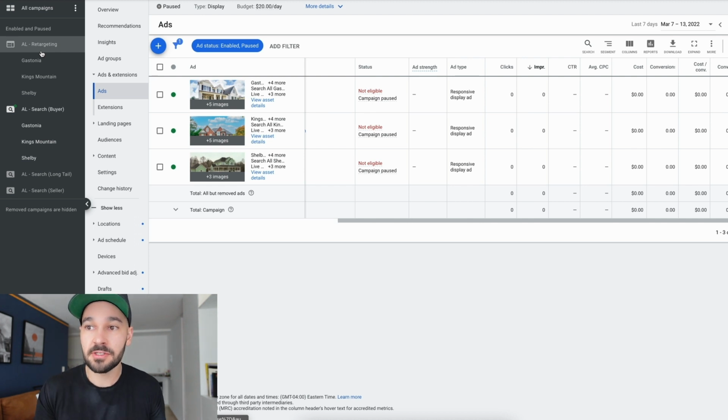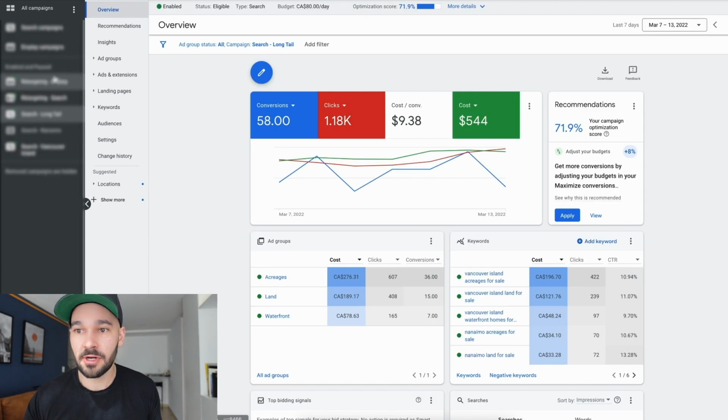Now, the reason we don't have this on right now is because this campaign is actually quite new. So we haven't actually filled up the retargeting audience enough to actually start retargeting. So let's go to an example where we're actually doing retargeting.